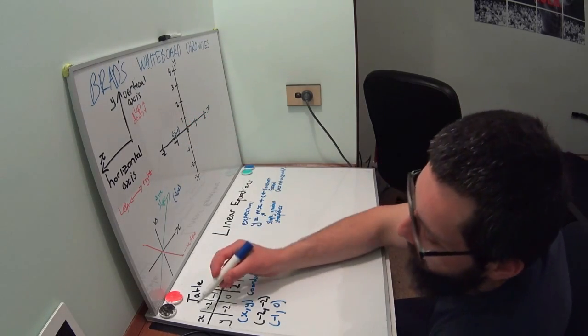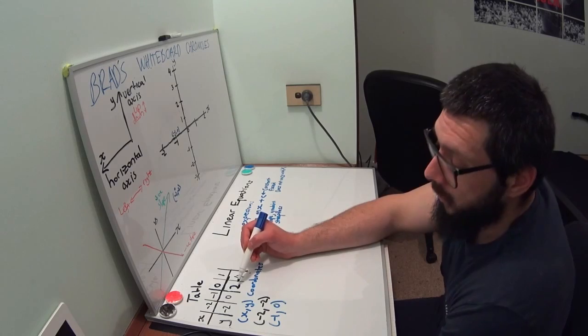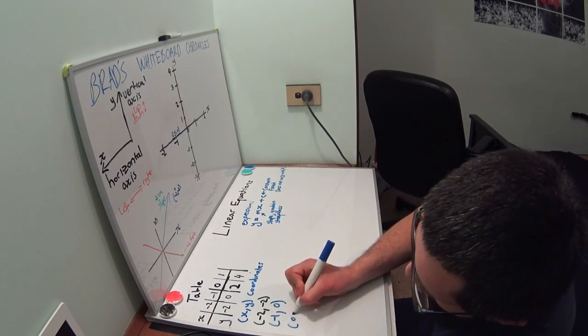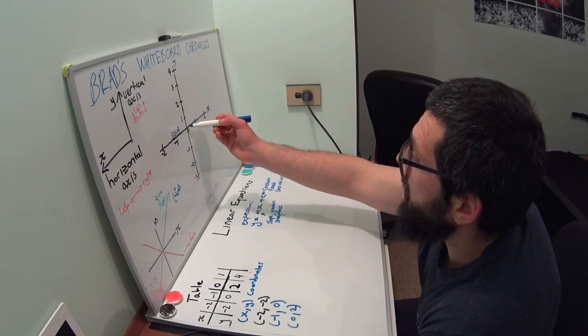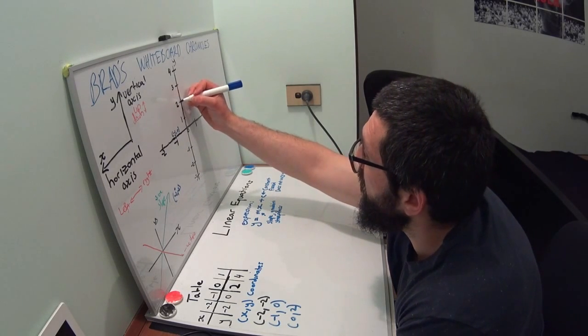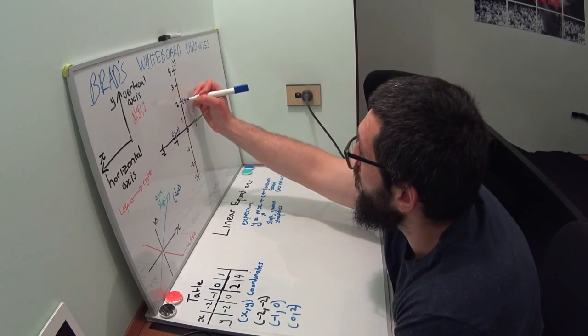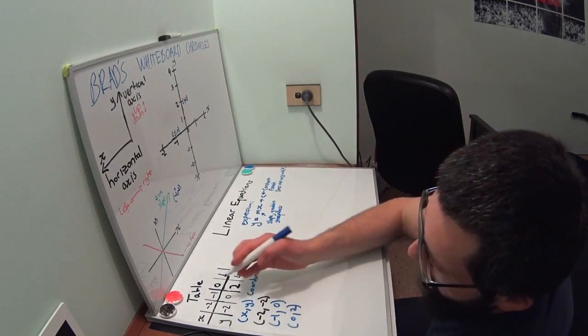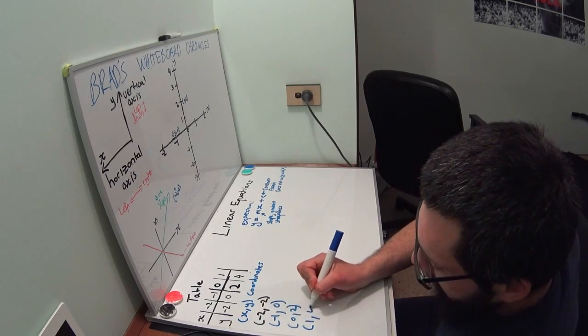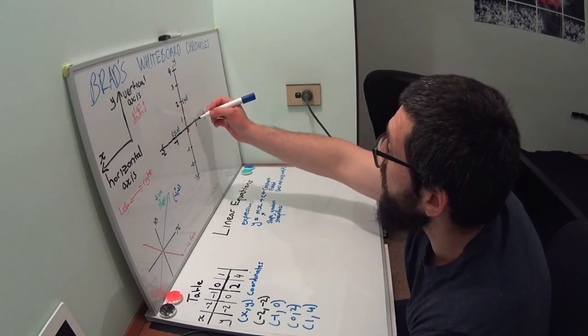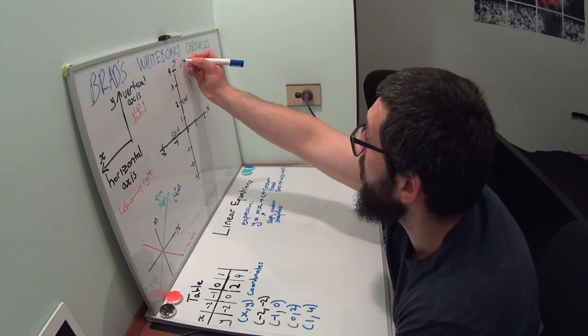Second point. When x equals 0, y equals 2. Finally, it says when x equals 1, y equals 4.